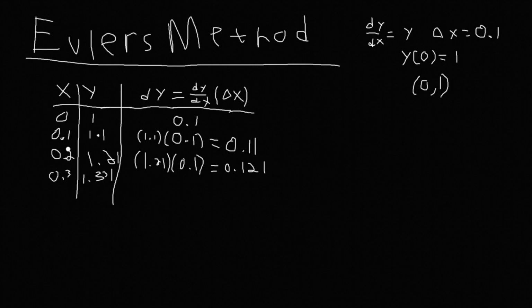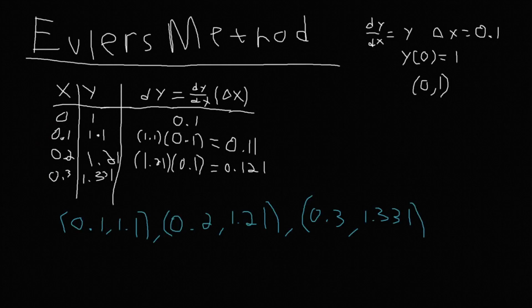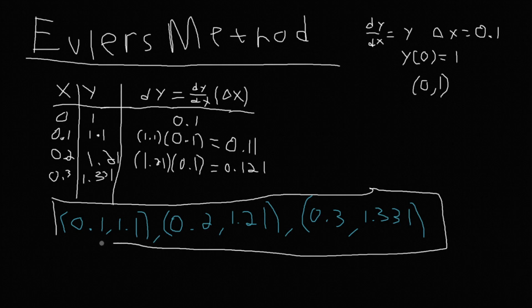And so if they ask for 3 points other than the starting one, you could plot these points, or you could list these points. All of these are points that would be on that general solution. It's not very specific because our delta x is not 0, but this is a way to approximate that curve.